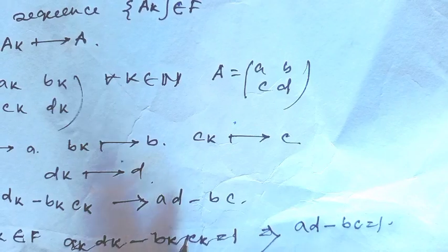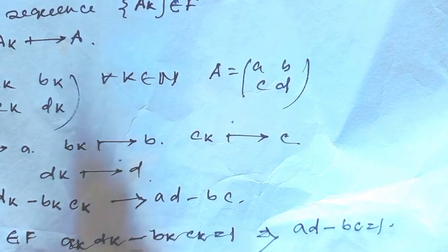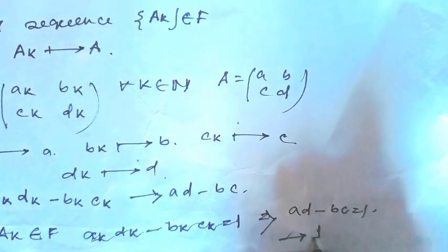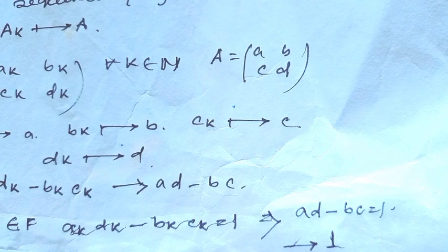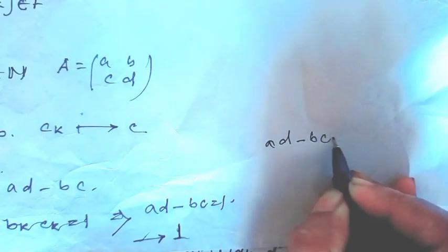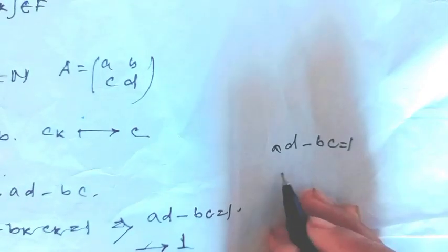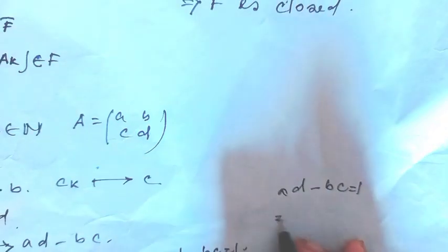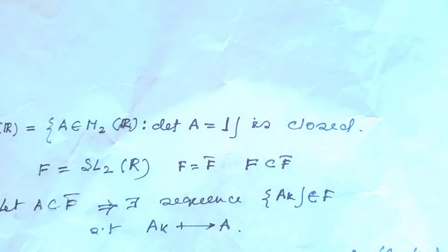Therefore, I have got AK dk minus BK CK converges to AD minus BC. Also, I have got AK dk minus BK CK converges to 1. But all of us know limit is unique. So, by uniqueness of limit, that implies AD minus BC actually equals 1. And AD minus BC equals 1 means obviously, notice this is A, determinant of A equals 1, and this is actually our given set SL2R.